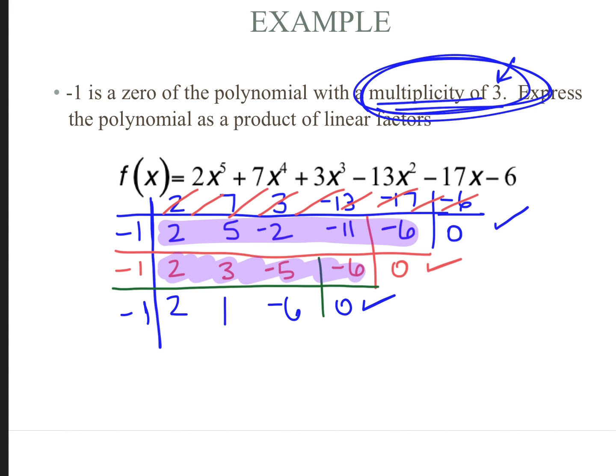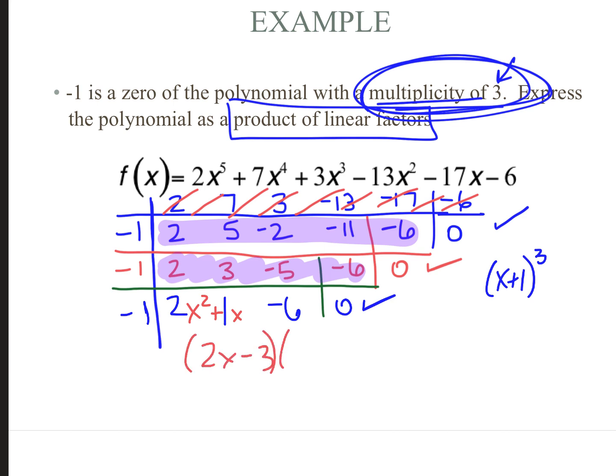It worked 3 times. Now I need to find, since it wants it as a product of linear factors, right now I've got x plus 1 cubed. But there should still be 2 other factors, which I'm going to get from this depressed polynomial, 2x squared plus 1x minus 6, which factors to be 2x minus 3 times x plus 2. And don't forget this is still part of your answer. There is my product of linear factors.